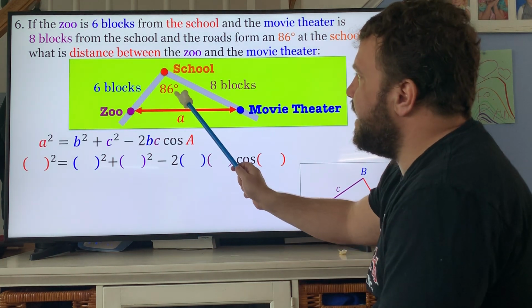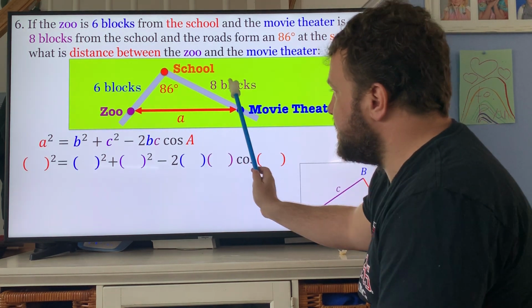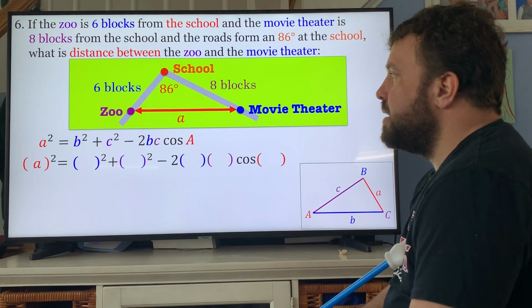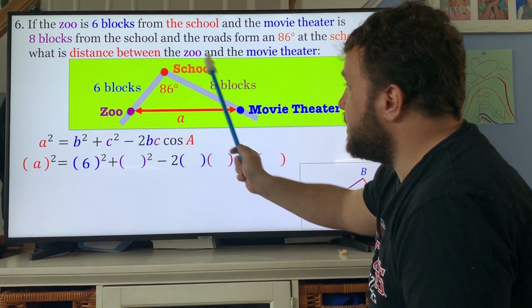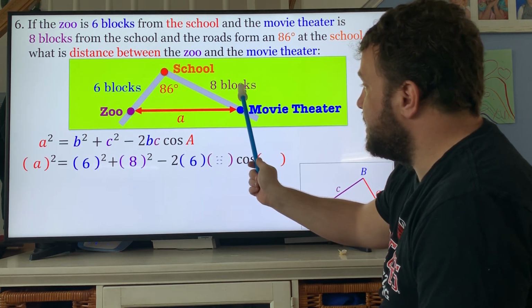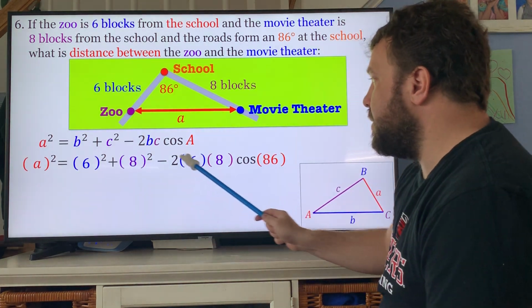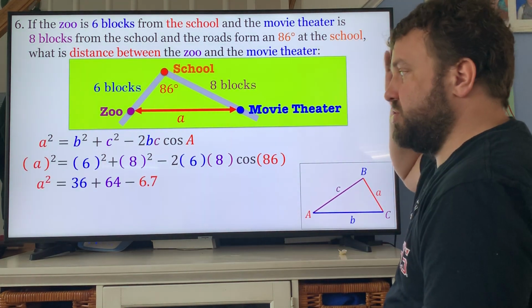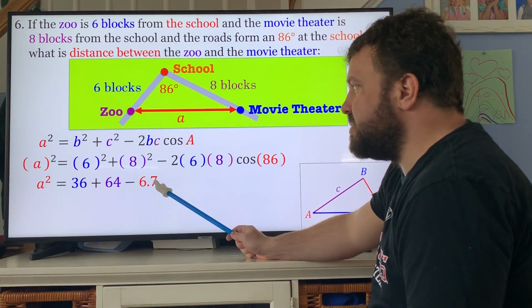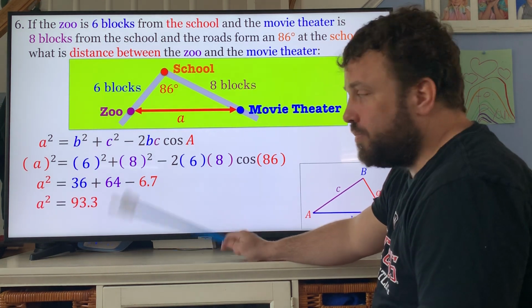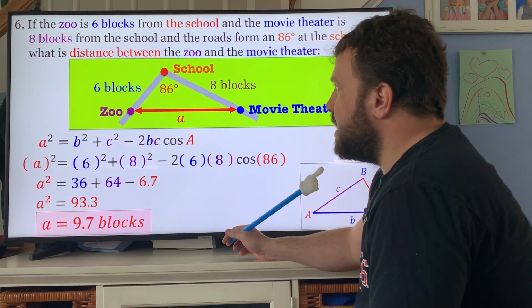So we're going to use the equation A squared equals B squared plus C squared minus 2BC cosine A. So A we don't know. A squared equals B squared plus C squared minus 2BC cosine 86. 36, 64, 6.7. All right. 100 minus 6.7 is 93.3. Square root, 9.7 blocks. Does that make sense?